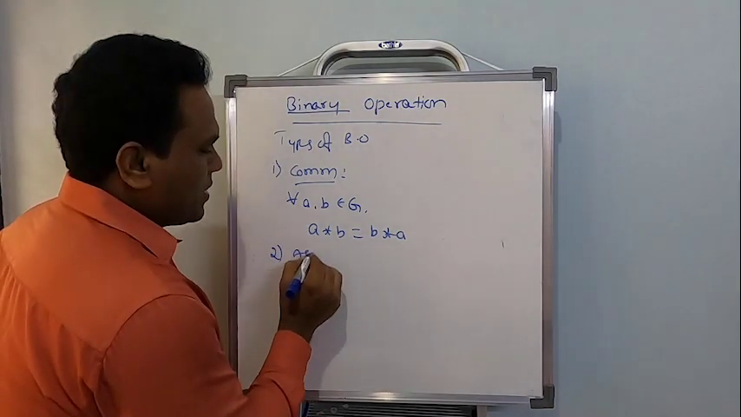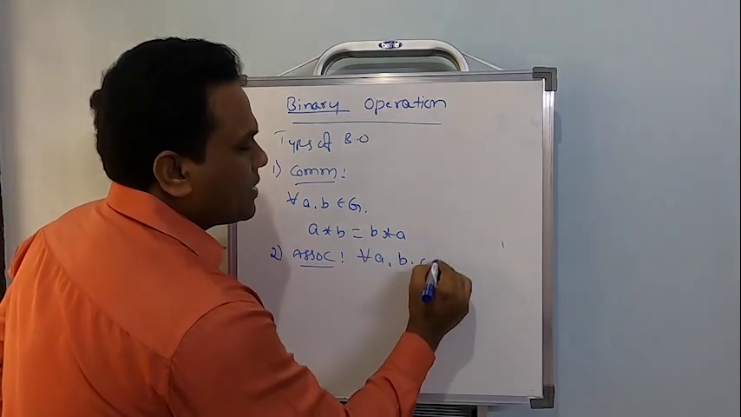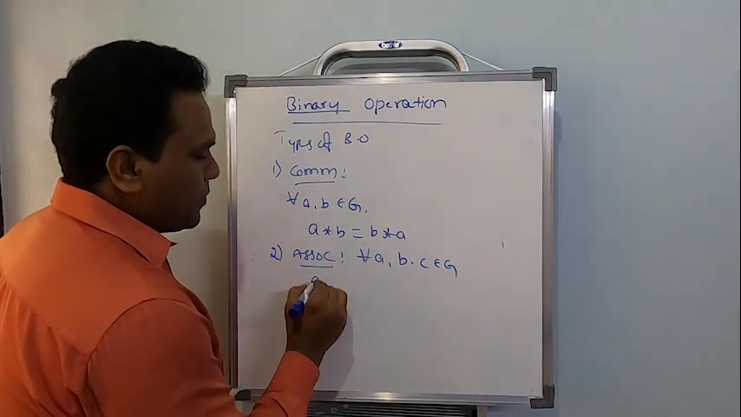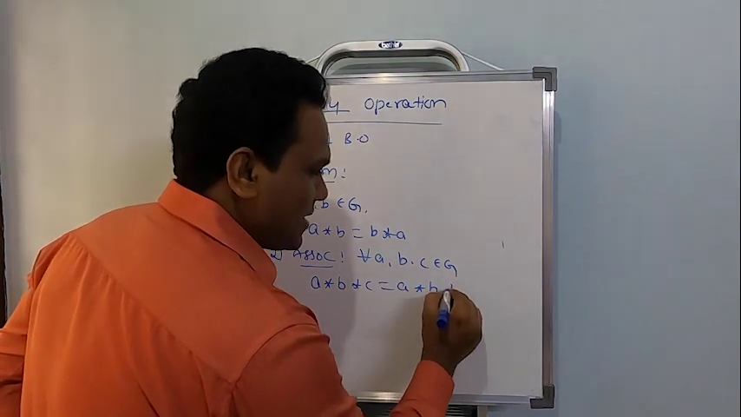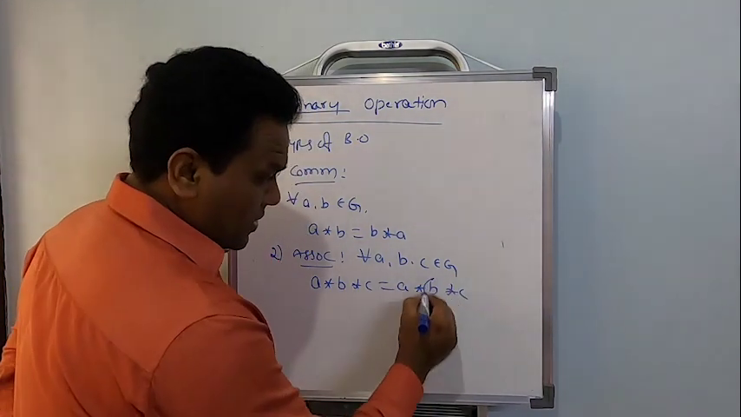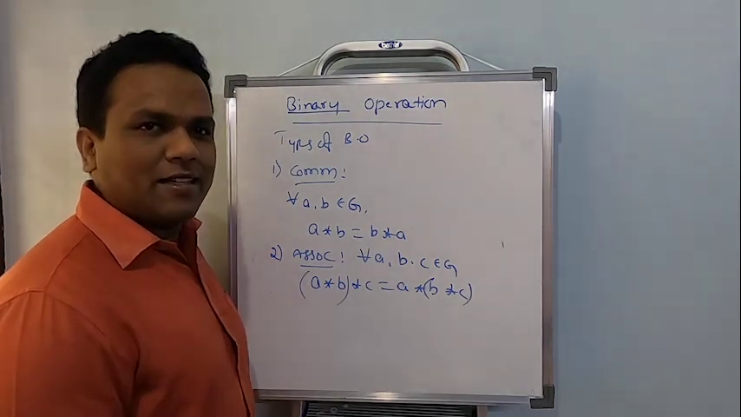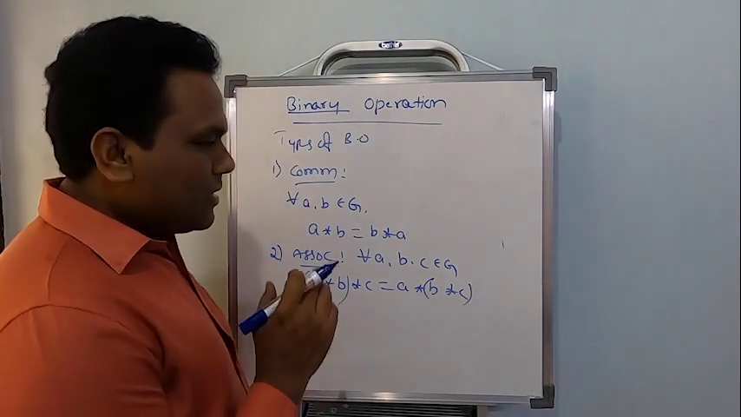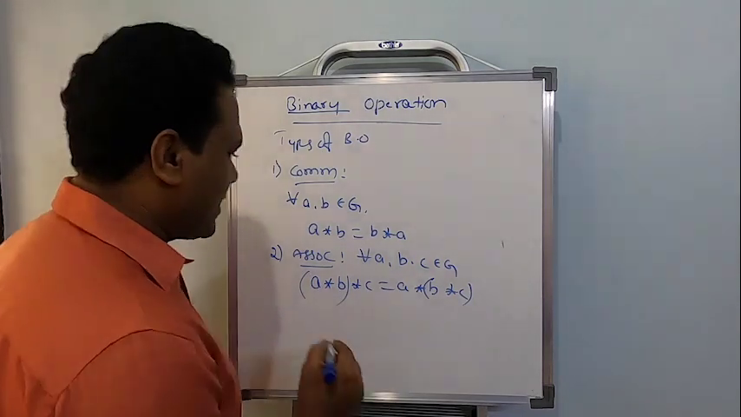The next one, associative. When I am starting associative, I should consider three elements from a non-empty set G. Then between them, you write (a star b) star c equal to a star (b star c). Suppose we are associating b star c on the right side, then associate a star b on the left side. And after simplifying, if you are getting LHS equal to RHS, then we say that star is associative. That means the binary operation is associative.